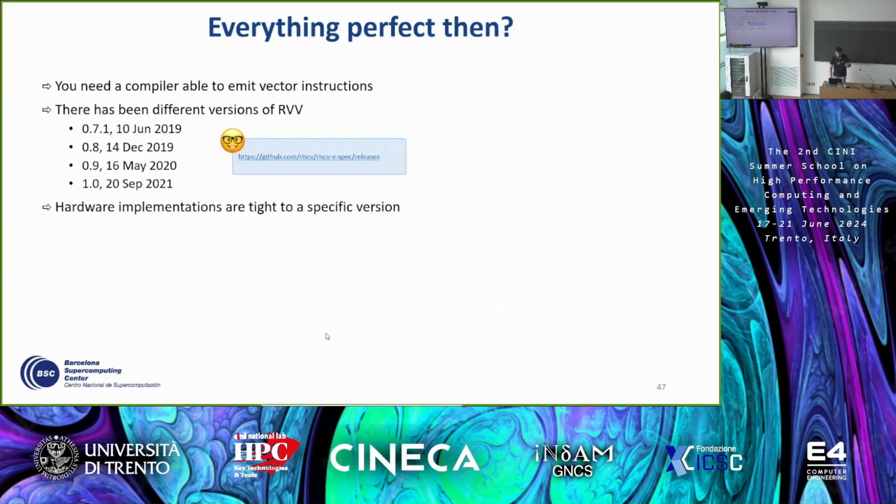Let's move on, because it looks like everything is perfect, right? But it's not, and I want to explain why it's not. I already commented on this with some of you during the break, but first of all, we need a compiler to emit vector instructions, right? So we can rely on GCC. GCC is able to emit some vector instructions.